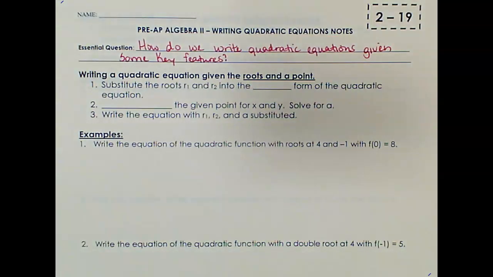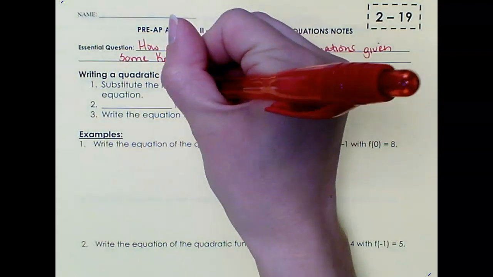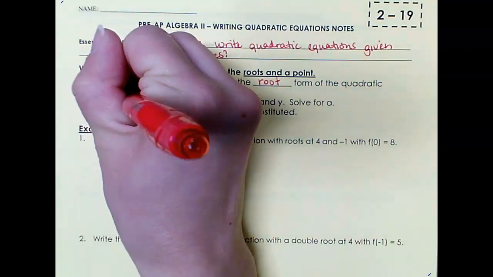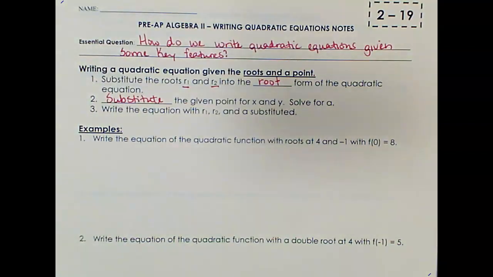So let's say that you're trying to write a quadratic equation and you're given roots and a point. So you're going to substitute the roots, which are r1 and r2, into root form, because that's the form that has spaces available to accept r1 and r2. So you're going to substitute r1 and r2 into the root form of the quadratic equation. And after that, substitute the given point for x and y.